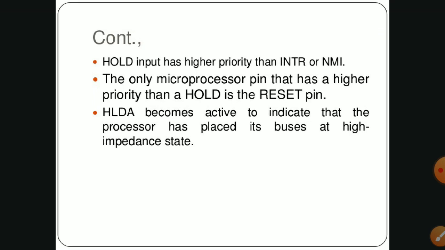Whenever the hold request is sent by the DMA controller, the processor will immediately respond to that hold request signal, because the hold request signal has the highest priority among all. The only microprocessor pin that has a higher priority than hold is the reset pin. HLDA becomes active to indicate that the processor has placed its buses at high impedance state.